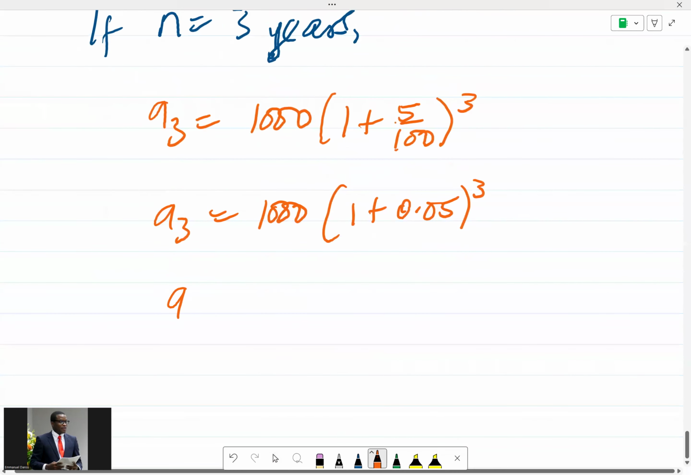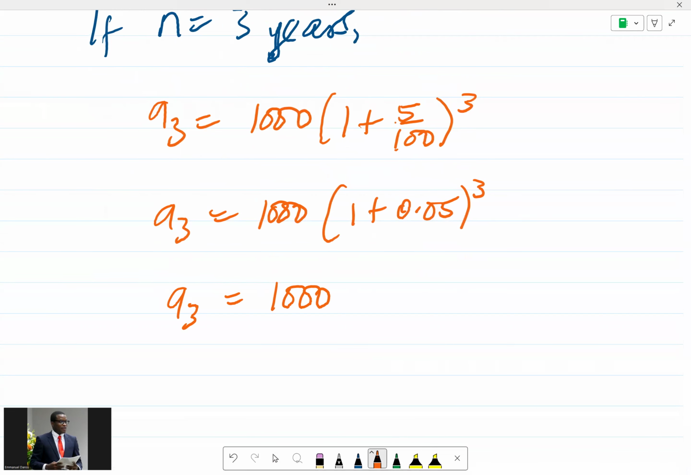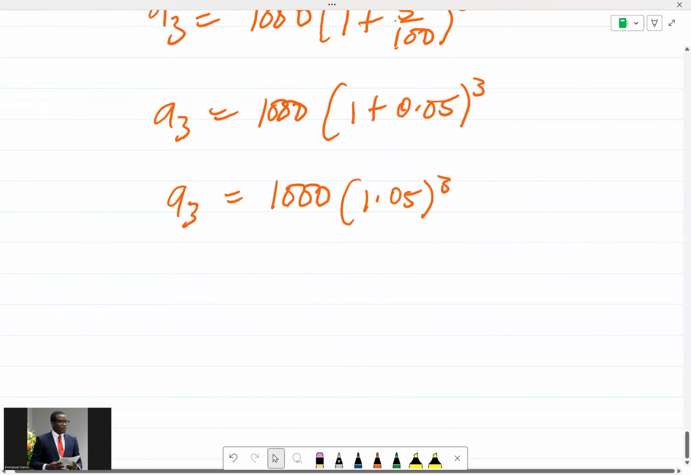So that we have A3 equals 1,000 times 1.05 raised to power 3. And what is 1.05 raised to power 3? Let me be very sure of that. 1.05 multiplied by itself 3 times.